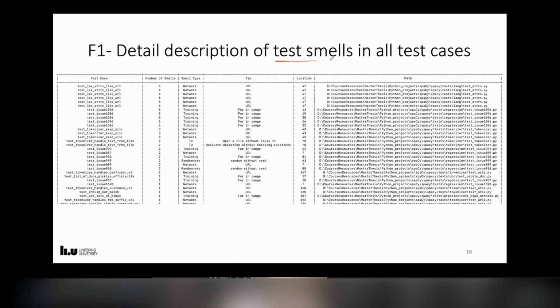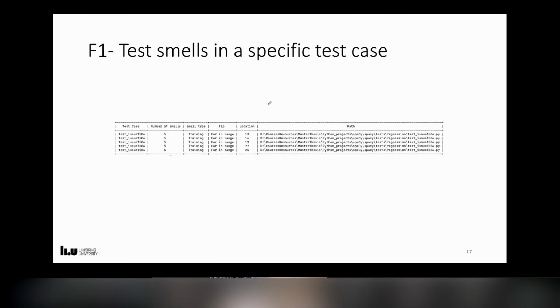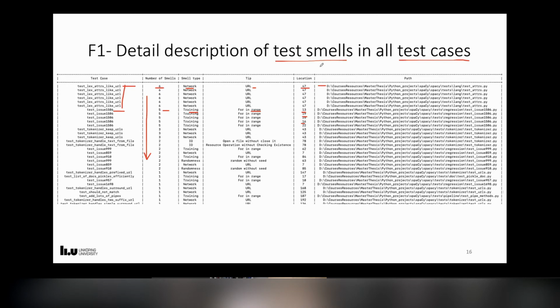If you want to have the detail of the test smell in all the test cases, you can run the tool and it can tell you that this test case has 6 test smells, and that is why it is repeated 6 times, and mostly they are network, URL, online number 47. And this is the path. This test case has 5 test smells related to training, 4 and 13, 19, 25, 16. So if you want to know in detail which type of test smell is present in which test cases, the tool will help you.